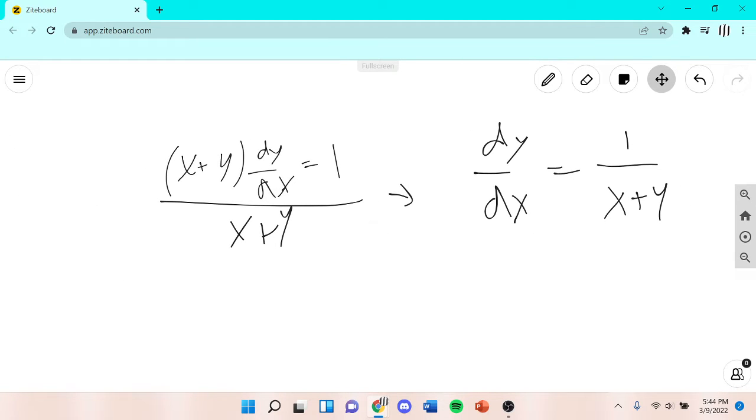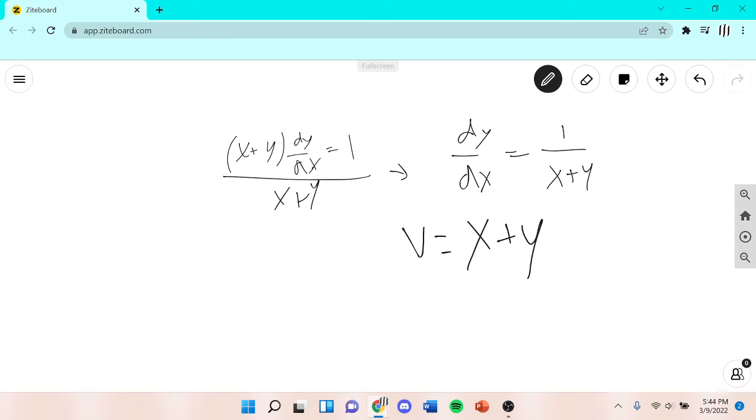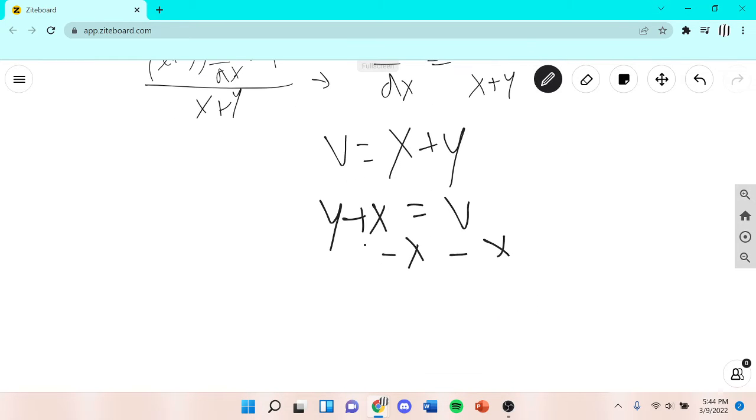In all the substitution methods, you usually have something known as v. So we're going to set v. Usually it should be something in the form of x plus y plus c, or x minus y, something like that, with the addition of two variables. So we're going to say x plus y in this case. Then let me just rearrange: y plus x is equal to v, and we minus x on both sides. So y is equal to v minus x.